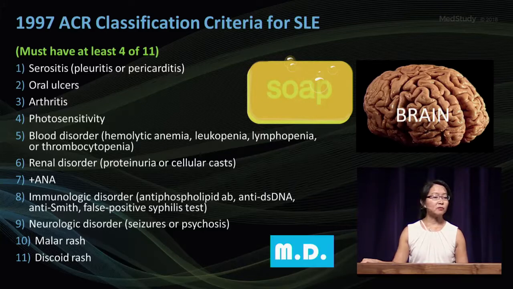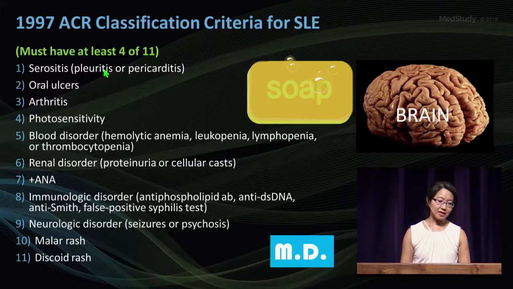So you're probably familiar with the 1997 American College of Rheumatology classification criteria for lupus, and you probably have the mnemonic SOAP BRAIN MD. And you have to have 4 out of 11 criteria. Every medical student memorizes this. S stands for serositis. It could be pleuritis or pericarditis. O stands for oral ulcers, but nasal ulcers can also occur.